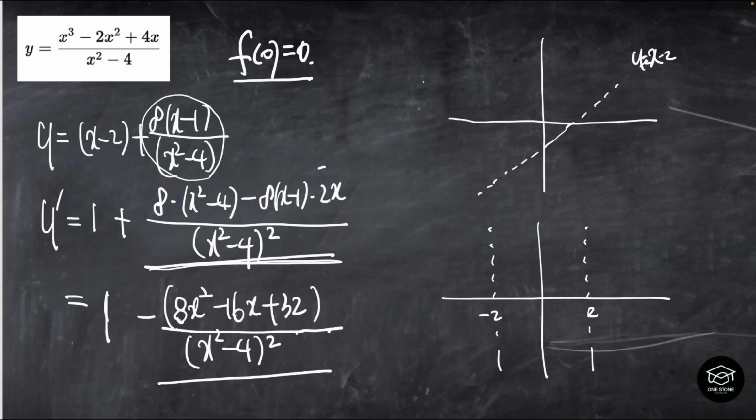Let's consider the behavior of this derivative. The denominator is always positive, except at x equals -2 and x equals 2, where the function is undefined. The numerator, which is 8x squared minus 16x plus 32, is also always positive. So the entire fraction is positive, and we are subtracting it from 1. That means the derivative is always less than 1.